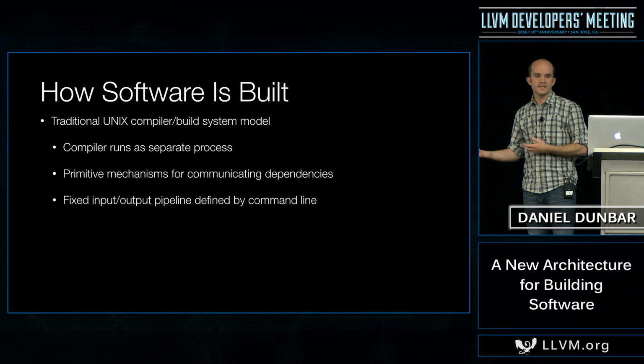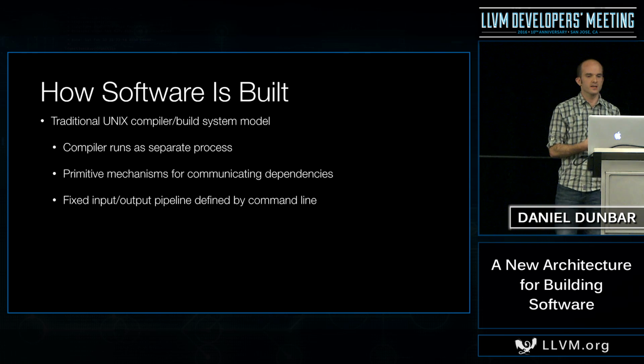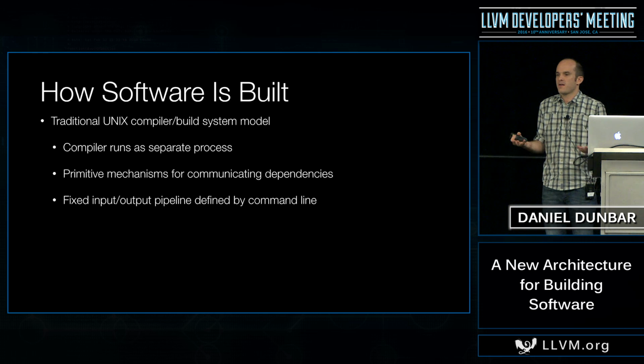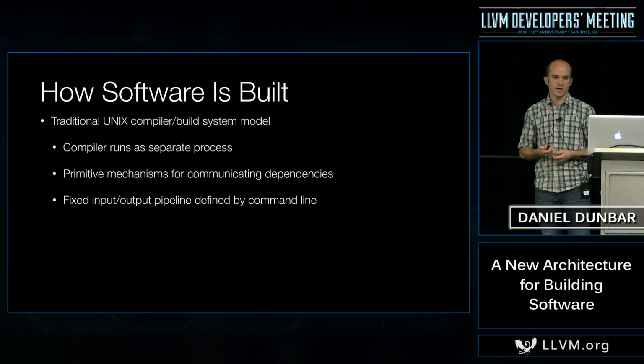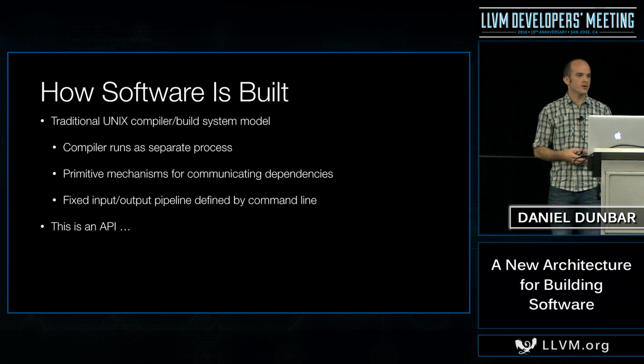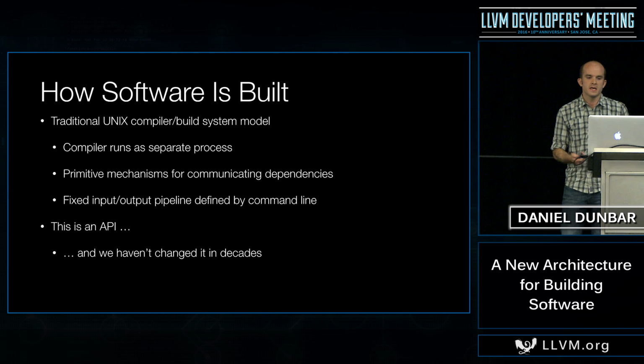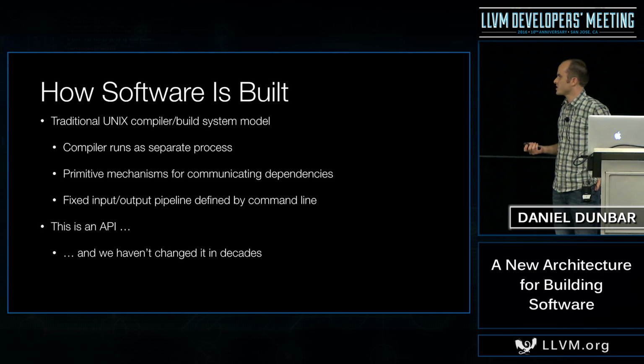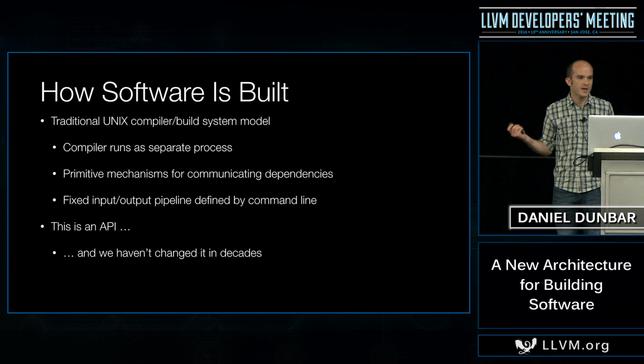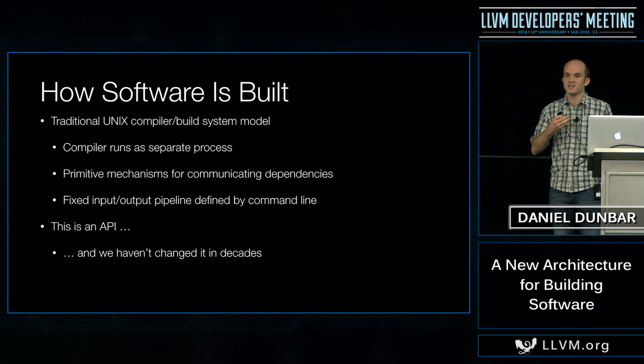If the compiler wanted to cache data on the side, technically, we don't even have an agreed upon location to do that. So from a certain perspective, this is basically an API contract. This is a contract between the build system and us. And it's an API that we haven't changed at all in decades. The last major advancement here was this argument that let us send dependencies back to the build system.